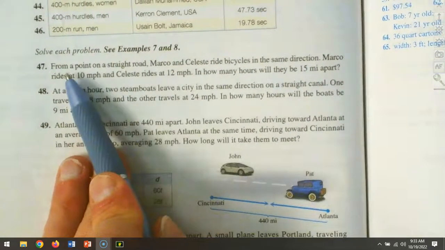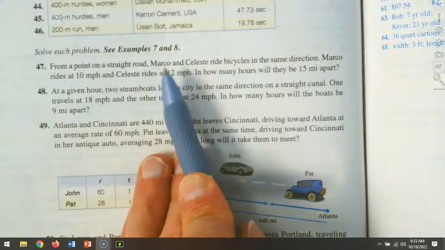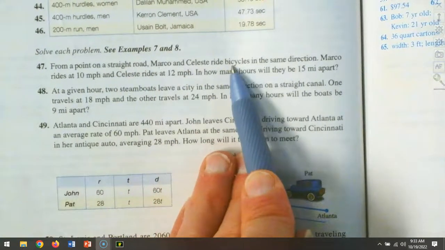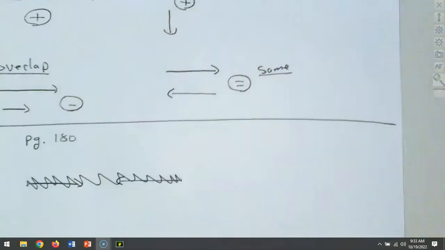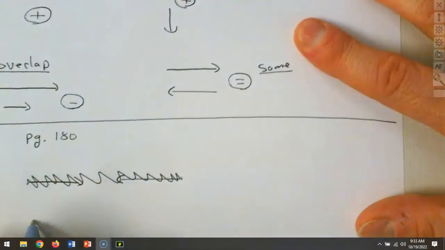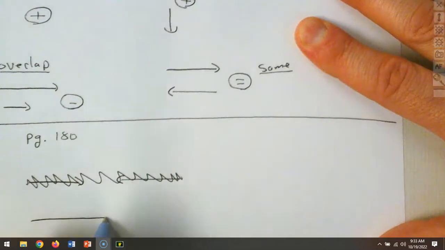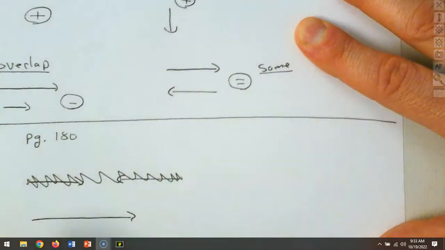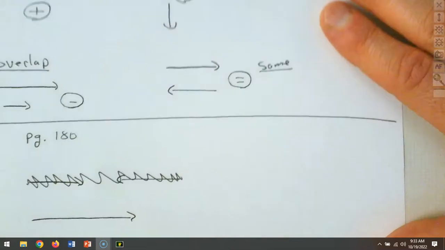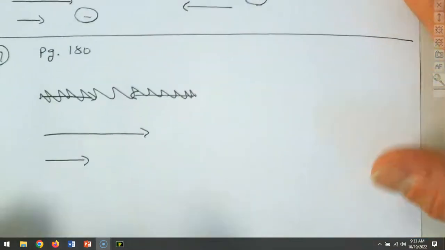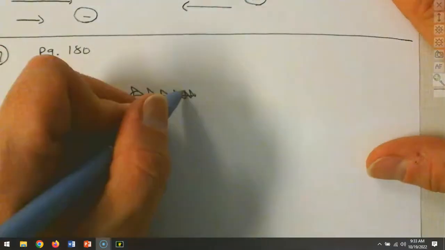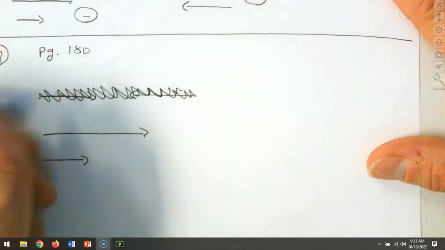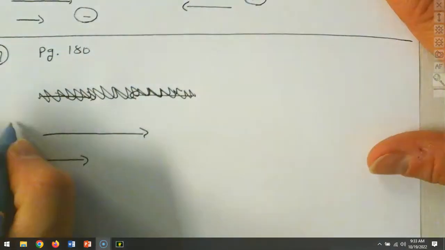From a point on the straight road, Marcus and Chelsea rode bicycles in the same direction. So make sure we have it set up right. They're going to start at the same point, traveling the same direction. Sorry about the mix-up there, I wasn't thinking. That means it's going to look like that, right? I almost wasn't careful and drew it the wrong way. They're traveling in the same direction from the same point, so they're going to start here.